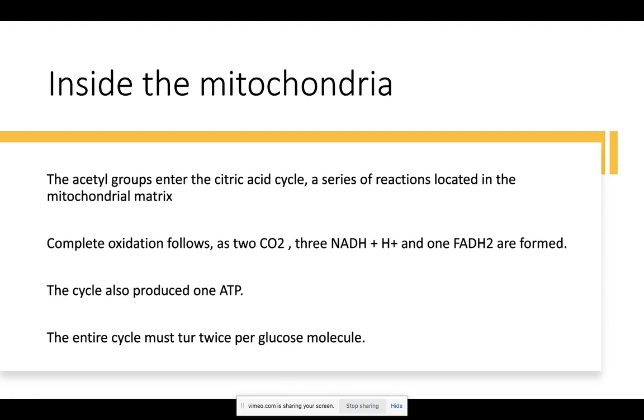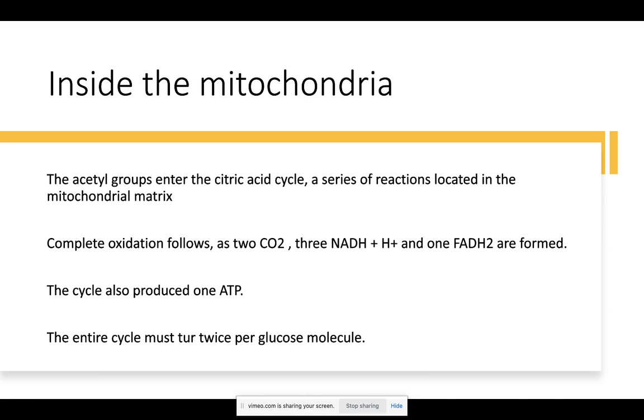So the acetyl groups were inside the mitochondria. We've now gone to the citric acid cycle, which is actually located within the mitochondrial matrix. I'm not sure if you guys remember discussing that in, I believe it was chapters 3 or 4, when we were discussing the organelles. We were discussing the composition of the mitochondria, and we discussed something called the mitochondrial matrix. This is actually the location inside the mitochondria where the citric acid cycle will take place.